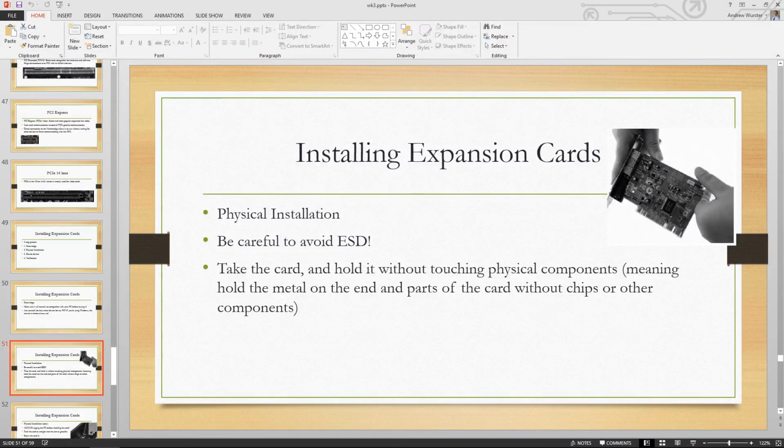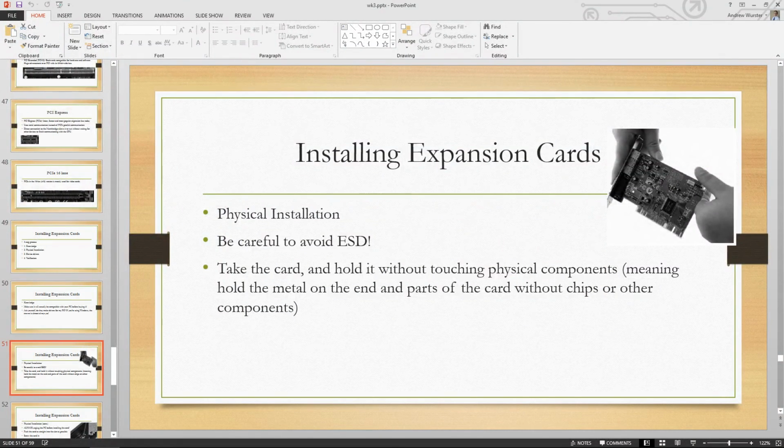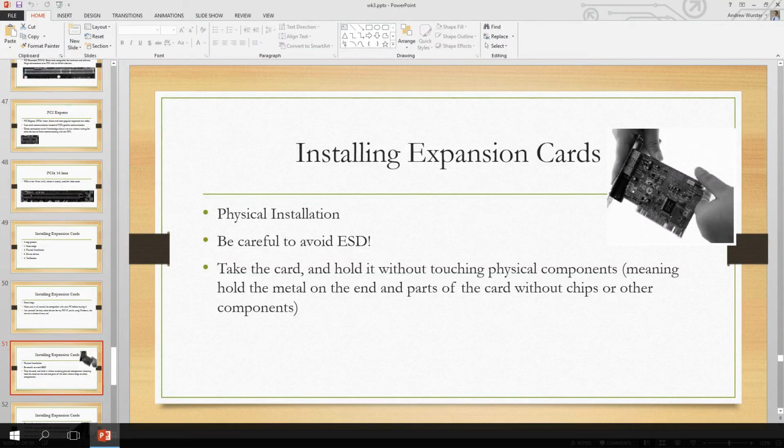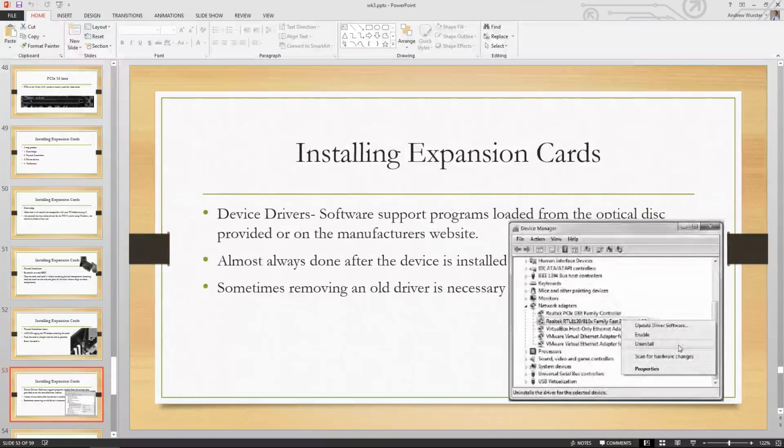Physical install, one of the most important things: obviously avoid ESD, but also press the card straight in. I don't know why this is so hard to grasp, but literally just push it straight in, no angles or anything, and then you screw it in, using a screw in the end of it where everything plugs in. And never have it on when you do that. Once again, I don't know how people come up with that, but it happens.